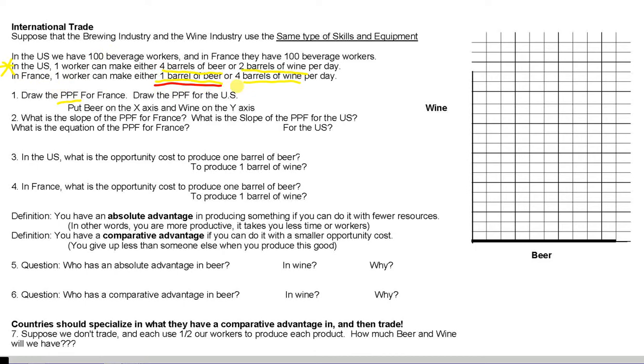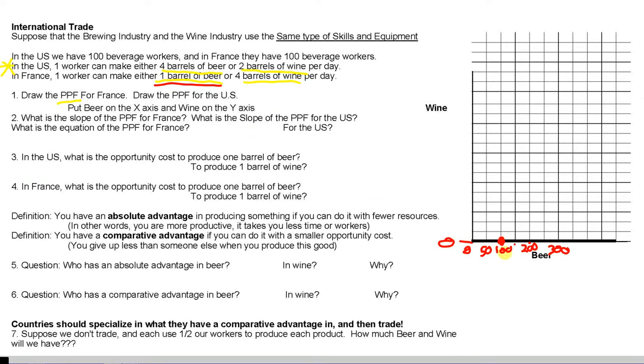So let's mark off the axis here. How about we do these little tick marks in 50s? So that'll be 0 over here, 50, 100, 150, 200, 250, 300. And for France, we don't even need to go that far, because if all 100 workers are making beer, then in France they will end up with only 100 barrels of beer. So that's that point right there. They would have no wine and 100 beer.